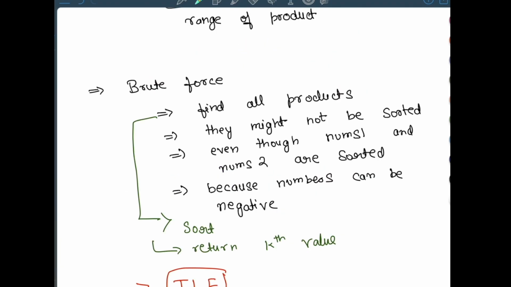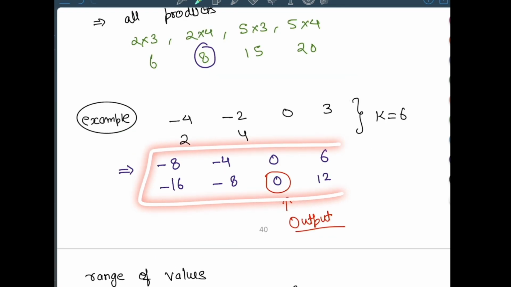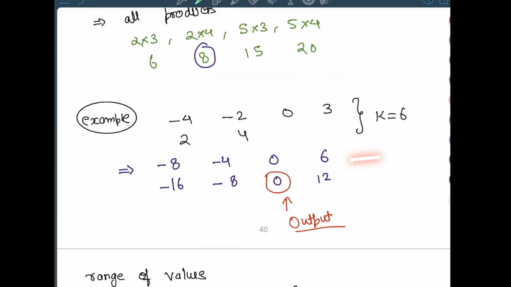And the thing is, guys, they might not be sorted. All the products might not already be sorted. We need to sort it. And why might they not be sorted? That's because the numbers are negative and positive as well, right? If you find all the product list for this particular data, this is not sorted, right? It is -8, -4, 0, 6, then -16. -16 is less than -8, right? The data is not sorted.